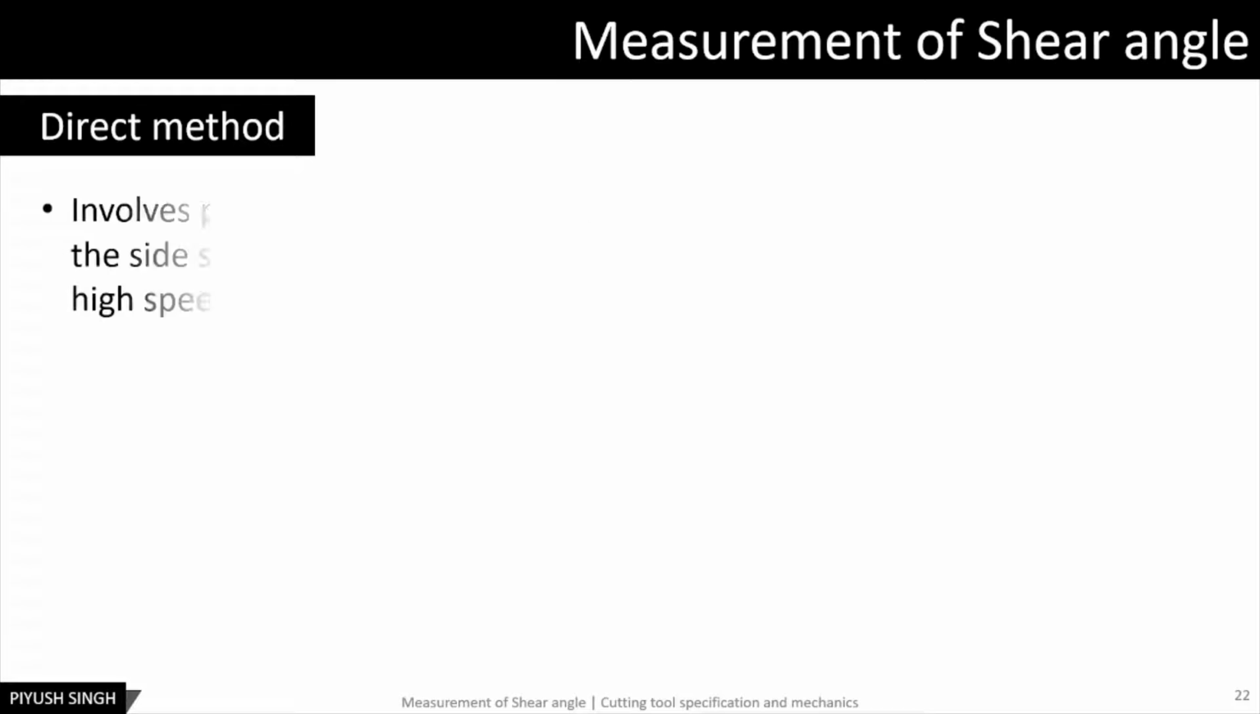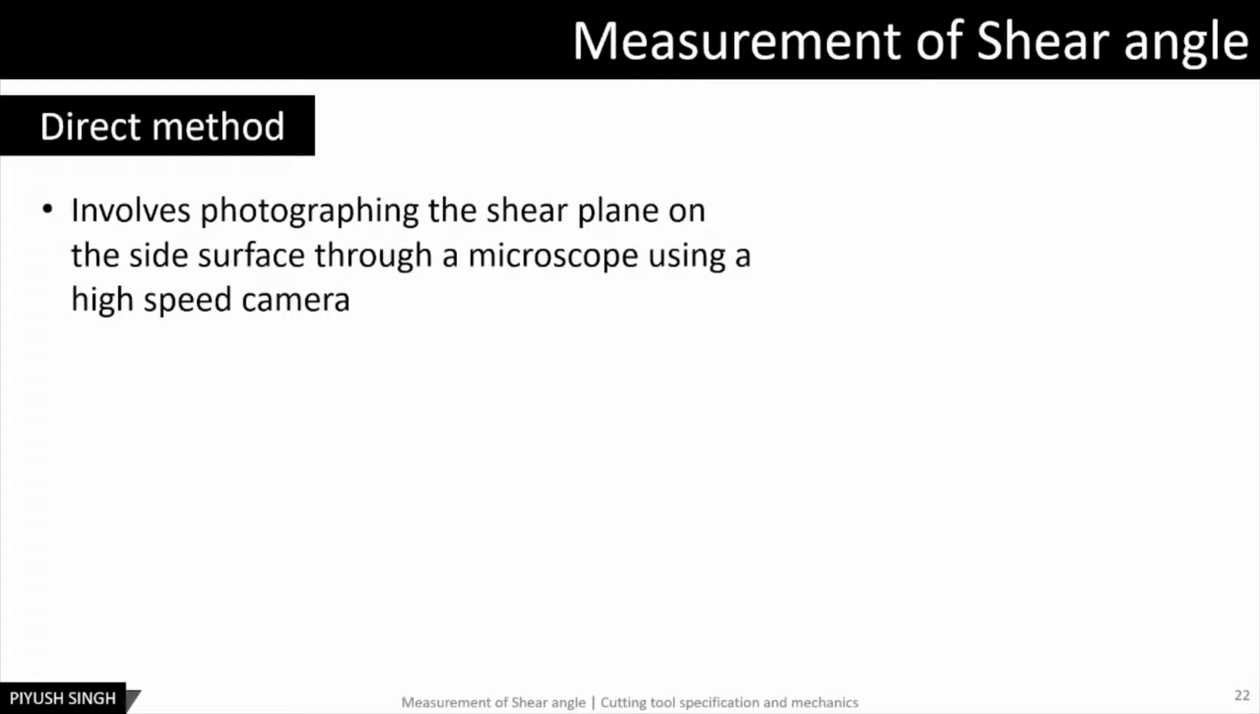So in the direct method, we practically photograph the shear plane on the side surface through a microscope using a high speed camera. I hope you understand what we mean by high speed camera. What do you mean by high speed camera? It is an increase in frame rate per second.